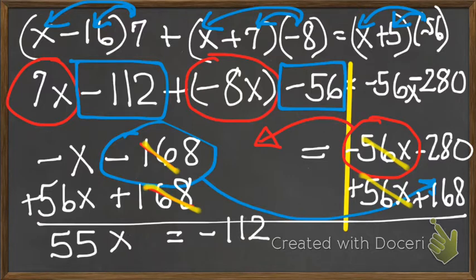And then the final step is to divide both sides by 55. And our solution is therefore negative 112 over 55.